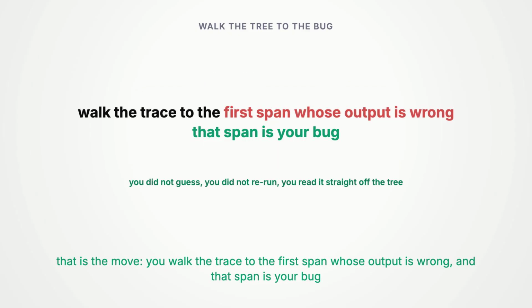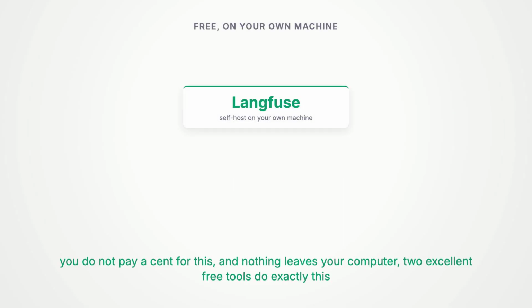That is the move. You walk the trace until you hit the first span whose output is wrong, and that span is your bug. And here is the part that should make you happy, given everything this season stands for. You do not pay a cent for this, and nothing leaves your computer.